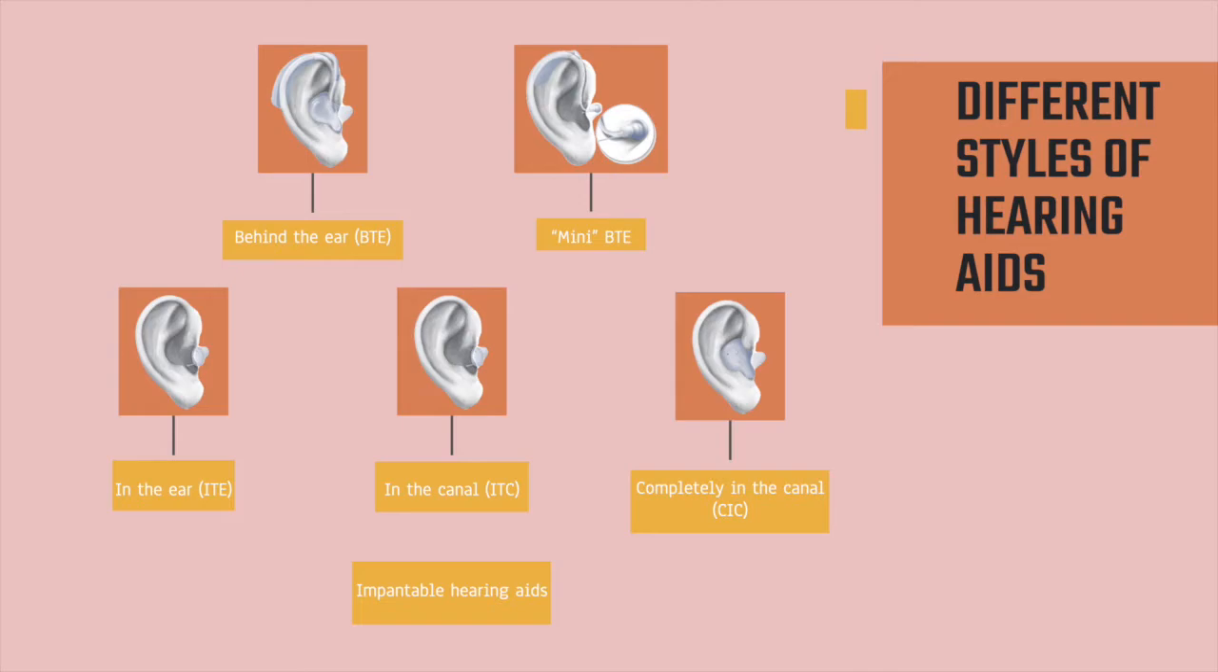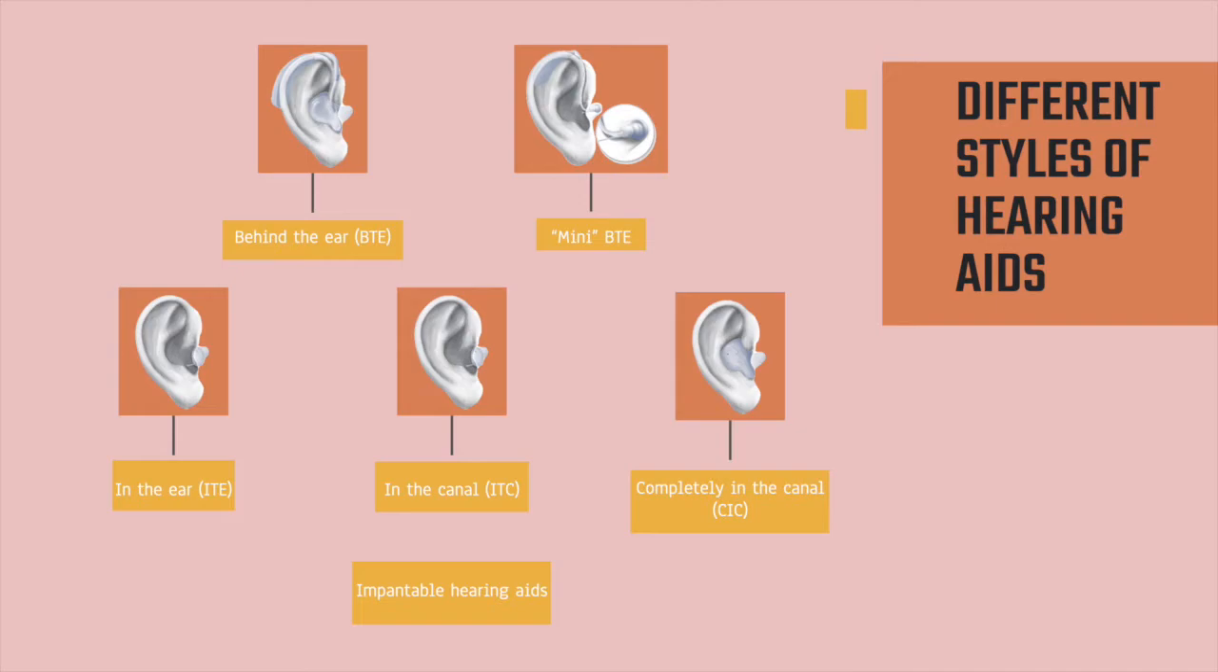A telecoil is a small magnetic coil that allows the user to receive sound through the circuitry of the hearing aid, rather than through its microphone. This makes it easier to hear conversations over the telephone.